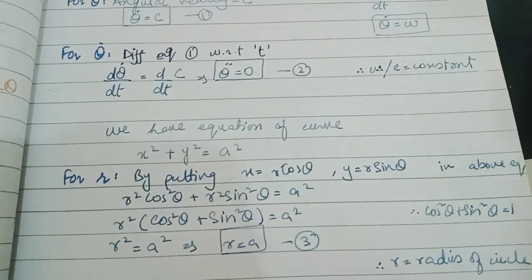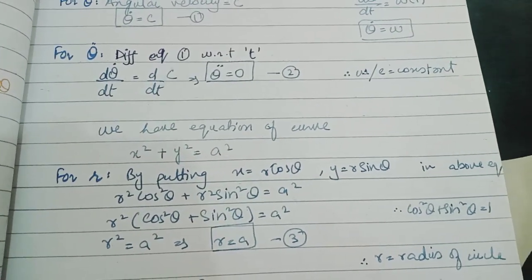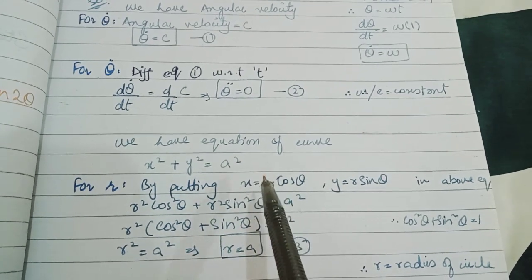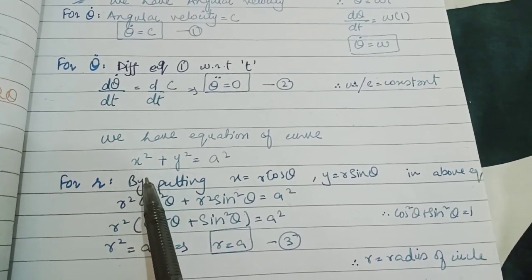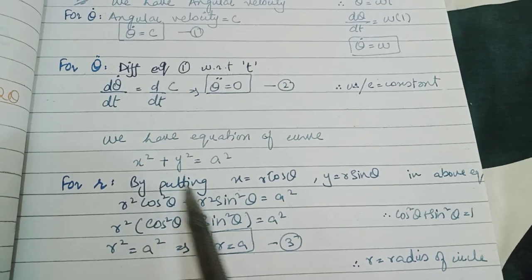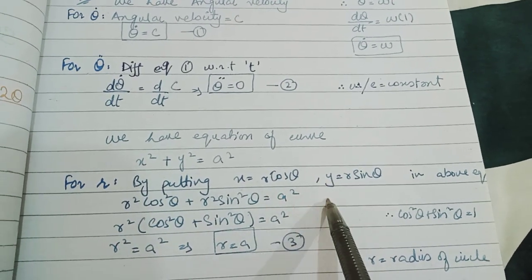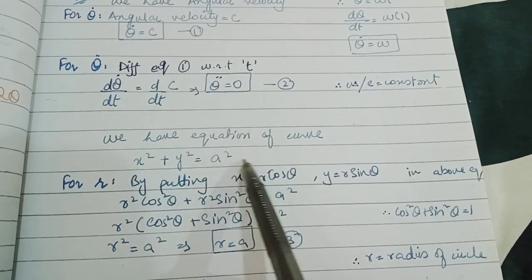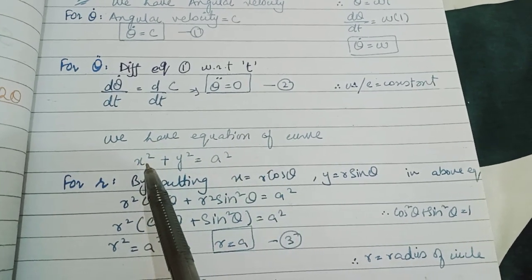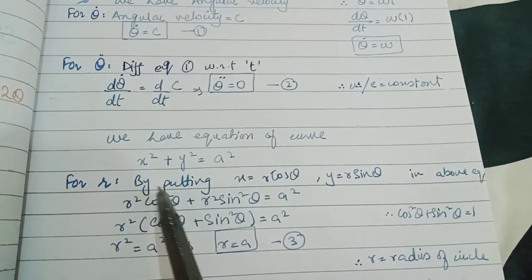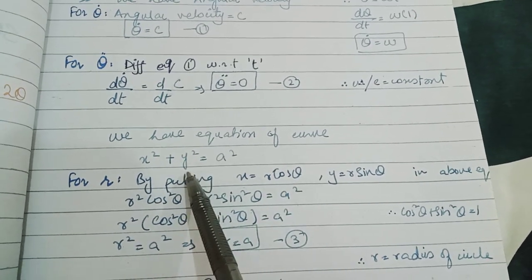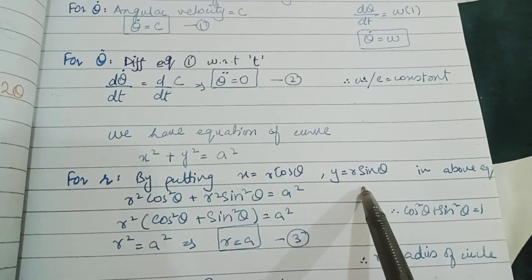Again we have the second piece of information, which is the equation of the curve. The equation of the curve is x square plus y square equals a square, and we know that the value of x in the polar coordinate system is r cos theta, and the value of y is r sin theta. We just simply have to put these in the above equation. In place of x square we substitute r cos theta squared, and in place of y square we substitute r sin theta squared.